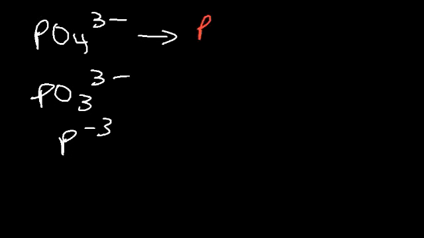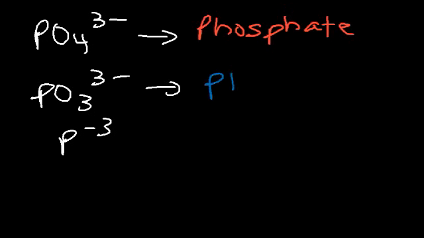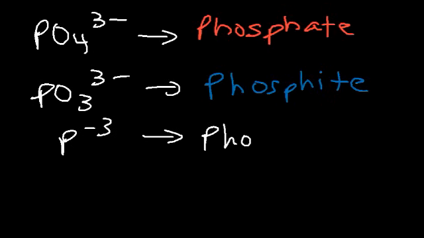PO4 3- is known as phosphate. PO3 3- is called phosphite. The -ate usually has one more oxygen than the -ite, and P3-, that's a monatomic ion, it's phosphide.